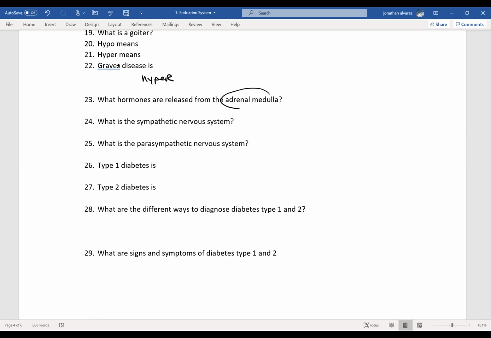Okay, that's epinephrine, norepinephrine. Okay, sympathetics is fight or flight. Parasympathetics is rest and digest.